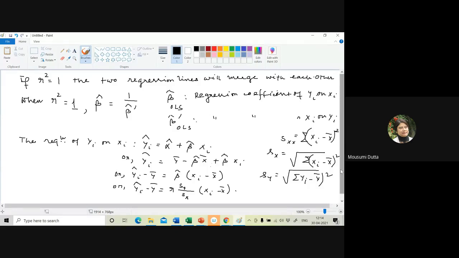Can we write beta hat in this way? Yes, ma'am. How are we writing this? What is the formula for r? Ma'am, Sxy by square root of Sxx into Syy. This is the formula for r: covariance in the numerator, and in the denominator, square root of variance of xi, square root of variance of yi. Okay.